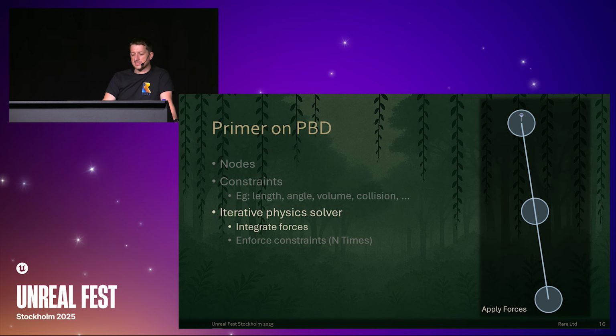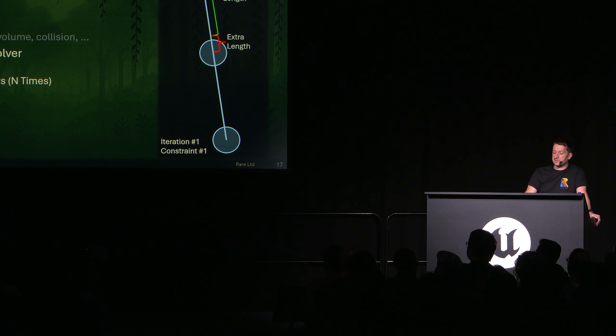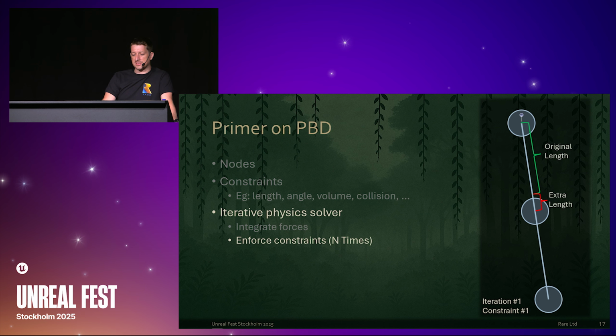So now we start the iterative process and handle the first length constraint. We can notice that the current length is longer than the original length. So the difference is the amount that we need to correct. Given that one of these nodes is pinned, we'll just move the other node towards the node at the very top by that entire correction distance to satisfy that desired length.